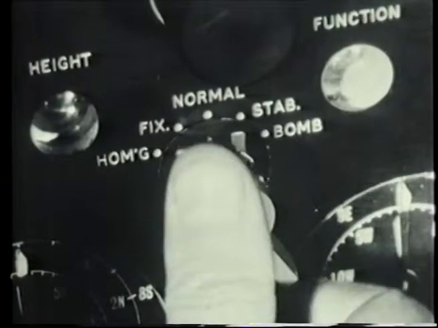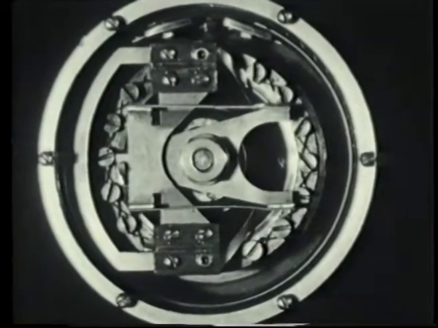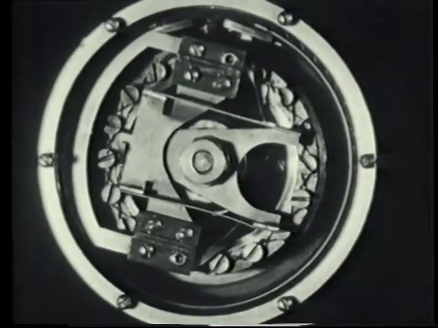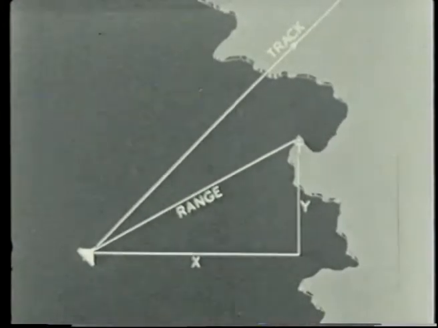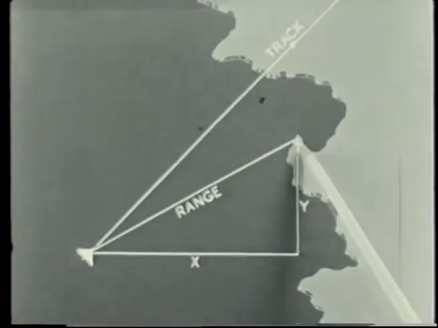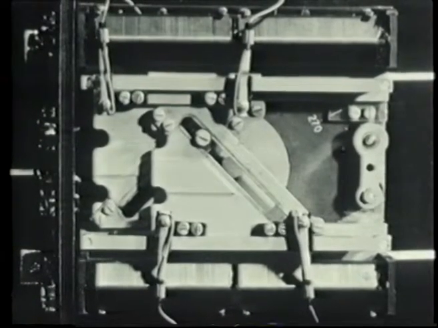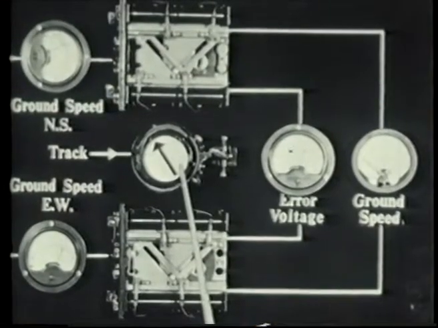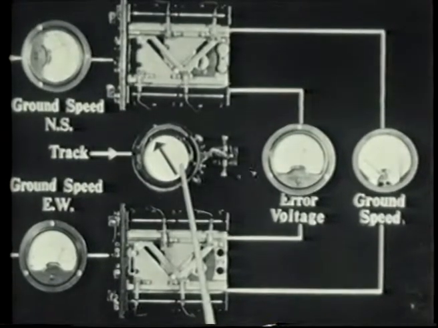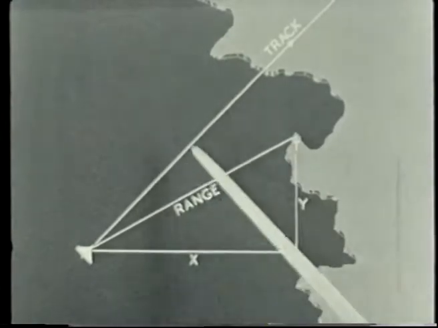When the function switch is set to homing, the X and Y voltages stored on the marker potentiometers are used to give steering information to the pilot. The voltages X and Y, which are proportional to these distances to the selected point T, are fed to a pair of sine-cosine potentiometers. These are driven by the track shaft of the ground speed and track compounder, and so resolve the X and Y distances along and across track.